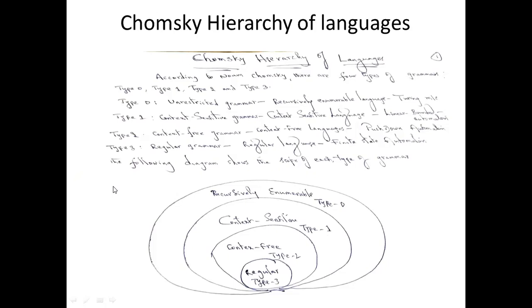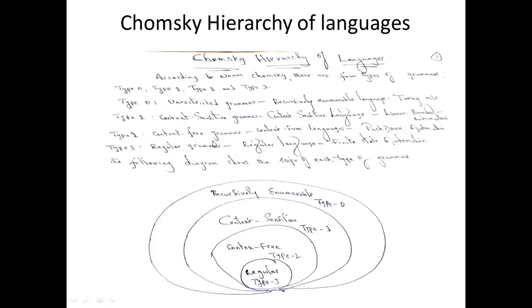That is type 0. So what is type 1? Type 1 is somewhat lesser compared to unrestricted grammar. This has some restrictions. So type 1 grammar is called context sensitive grammar. This context sensitive grammar produces context sensitive language. This language can be recognized through a linear bounded automaton. The automaton's name is linear bounded automaton.